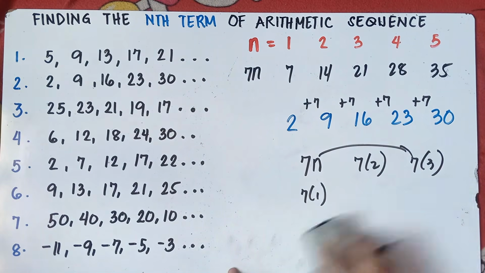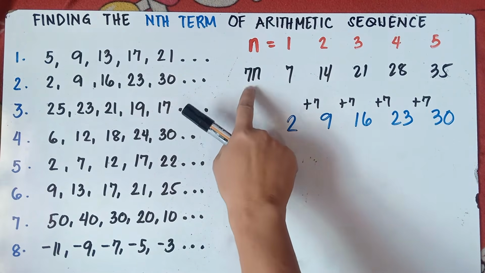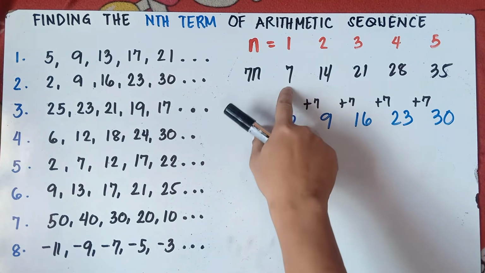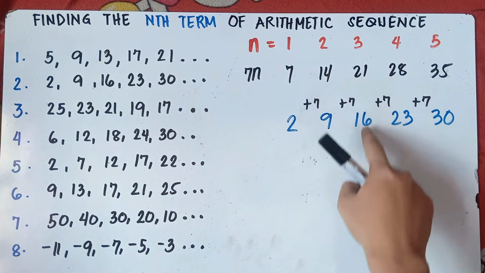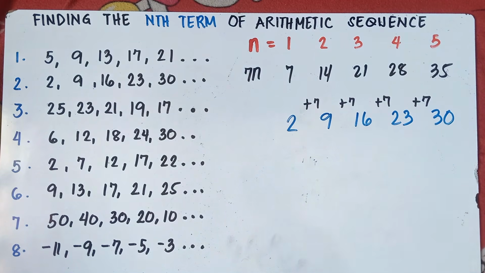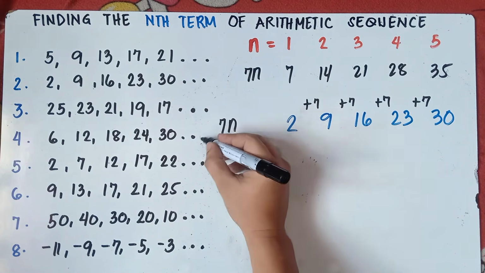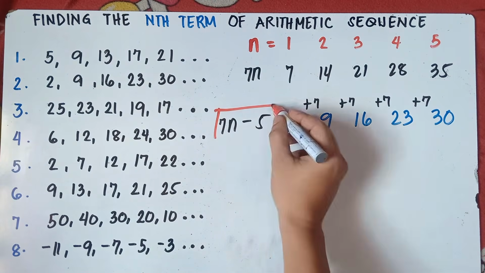Now you check the sequence, class. If our equation is just 7n, we will get these numbers. Now what will be the thing that we will do to make this 7 into 2, to make this 14 into 9, to make this 21 into 16, to make this 28 into 23? Of course, we will be subtracting 5, right? So our equation will be 7n minus 5. Alright, this will be our equation.